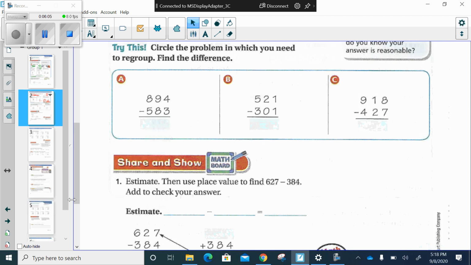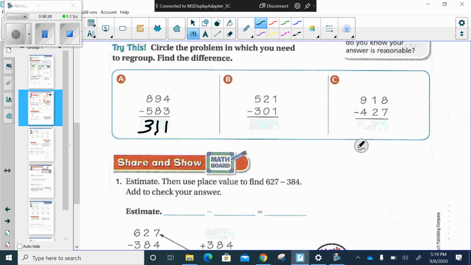Let's just work through them. I know it says circle the problem which you need to regroup, but we're just going to do it. Okay? 4 minus 3. Hey, I can do that. There's not a bigger bottom number, so we're going to just subtract. 4 minus 3 is 1. 9 minus 8 is 1. Don't have to borrow. 8 minus 5 is 3.